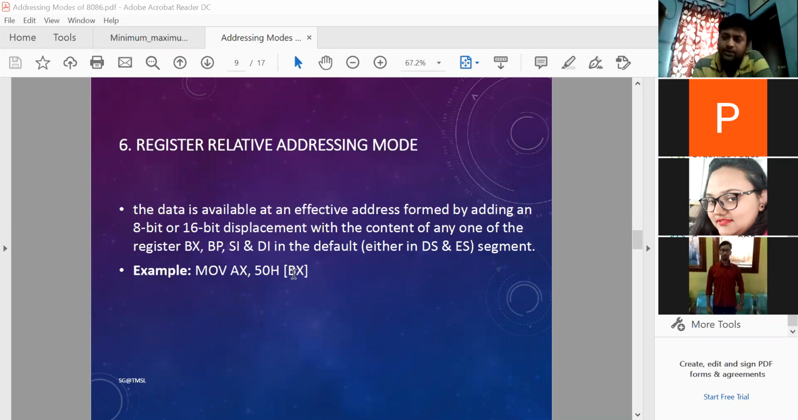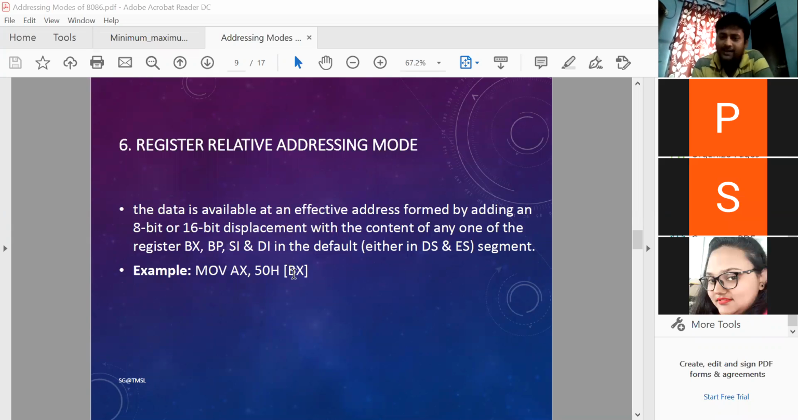Only BX can be used for this purpose. You can't use AX. You can't write AX, CX or DX within the bracket; only BX can be written within the third bracket. So BX is assumed to be some memory location it is pointing to, and 50 is called the displacement.